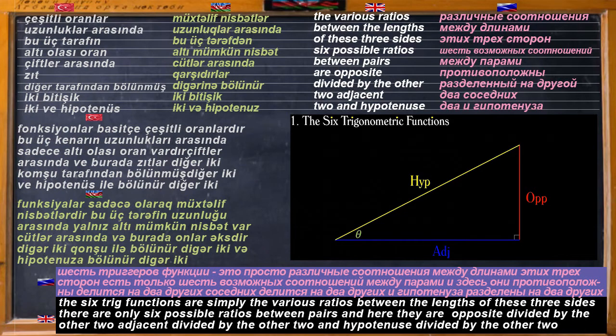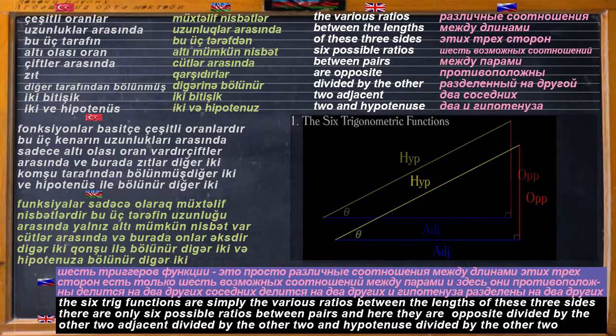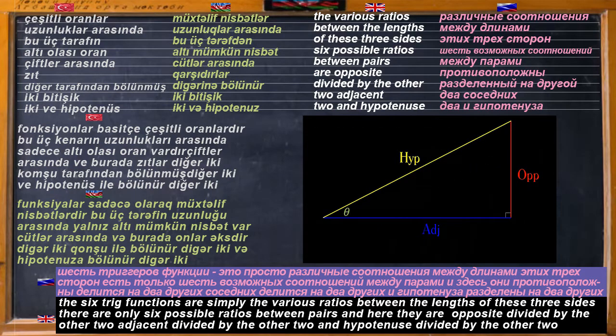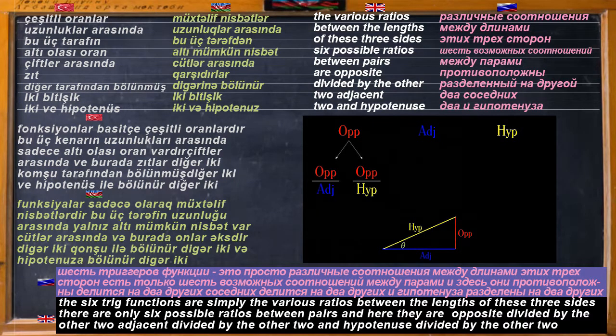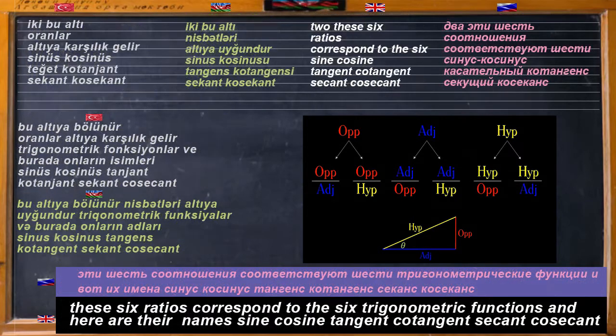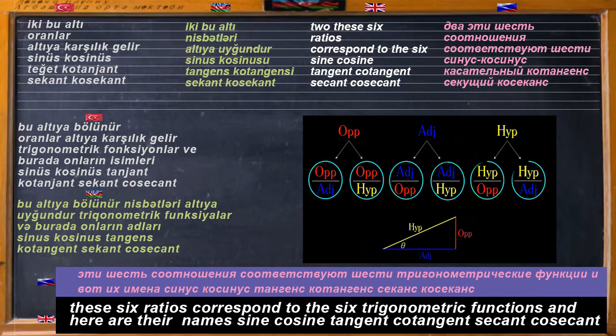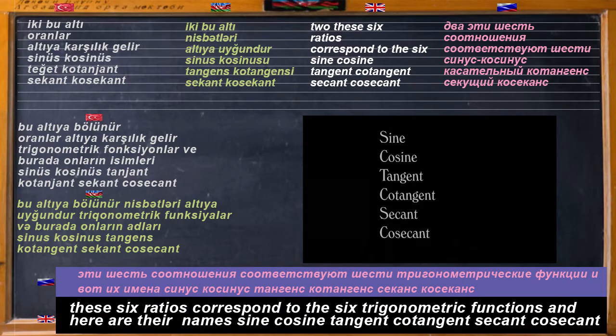The 6 trig functions are simply the various ratios between the lengths of these 3 sides. There are only 6 possible ratios between pairs, and here they are. Opposite divided by the other 2, adjacent divided by the other 2, and hypotenuse divided by the other 2. These 6 ratios correspond to the 6 trigonometric functions, and here are their names: sine, cosine, tangent, cotangent, secant, cosecant.